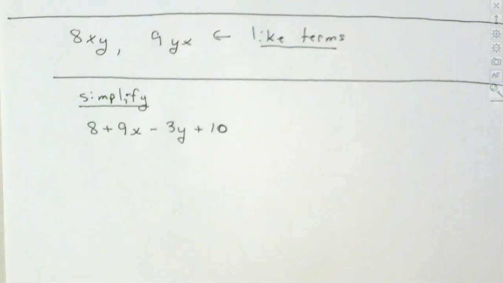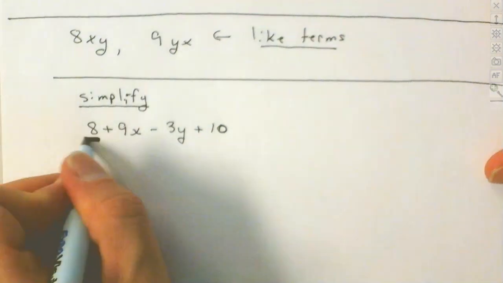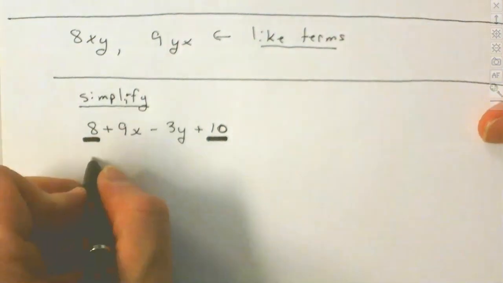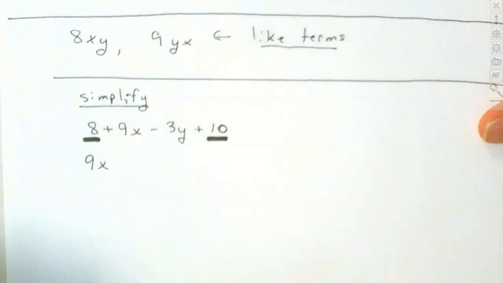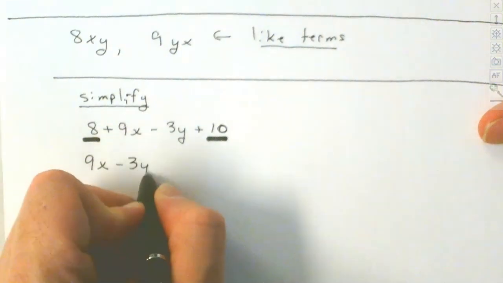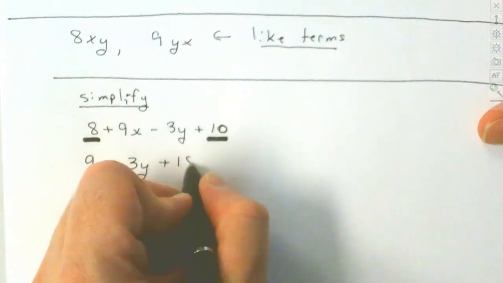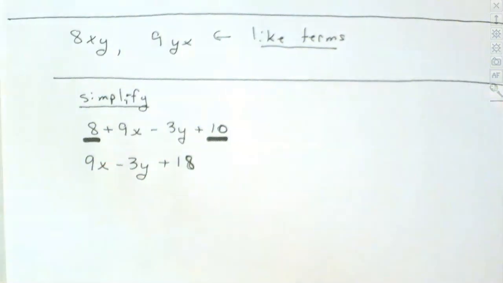Yep, we can add the 10 and the 8. Can I put the 9x and the 3y together? No, why not? Because they are unlike terms. So the only thing that I can do on this one is put the 8 and the 10 together. That is it. That's all I can do. So to answer this question, I can rewrite this as 9x minus 3y, and then I can put the 8 and the 10 together, and that's going to make it 18. That's all you can do.